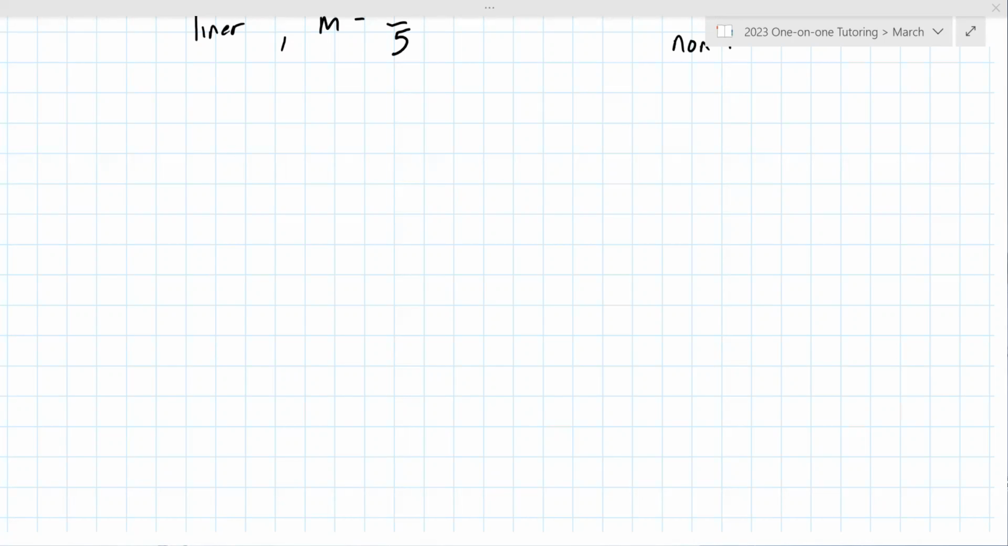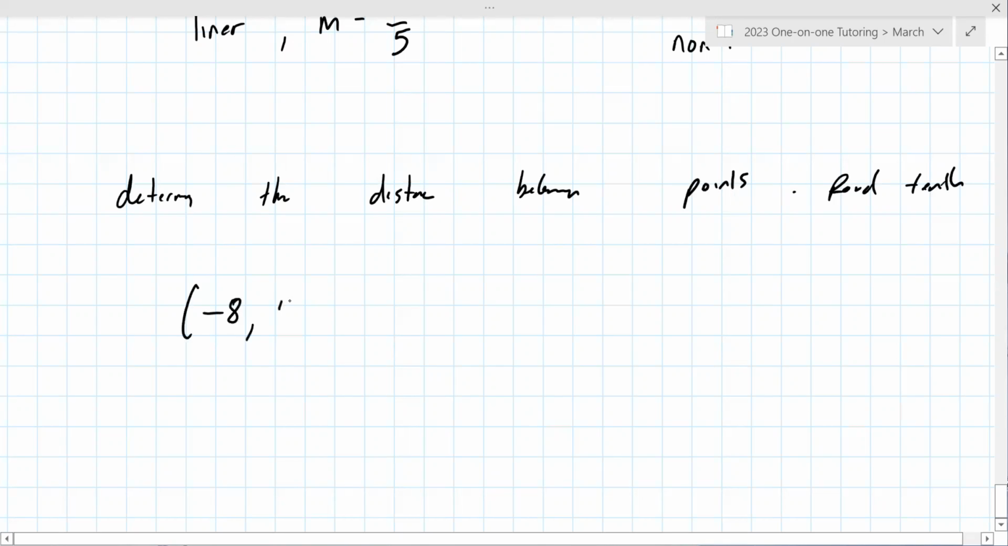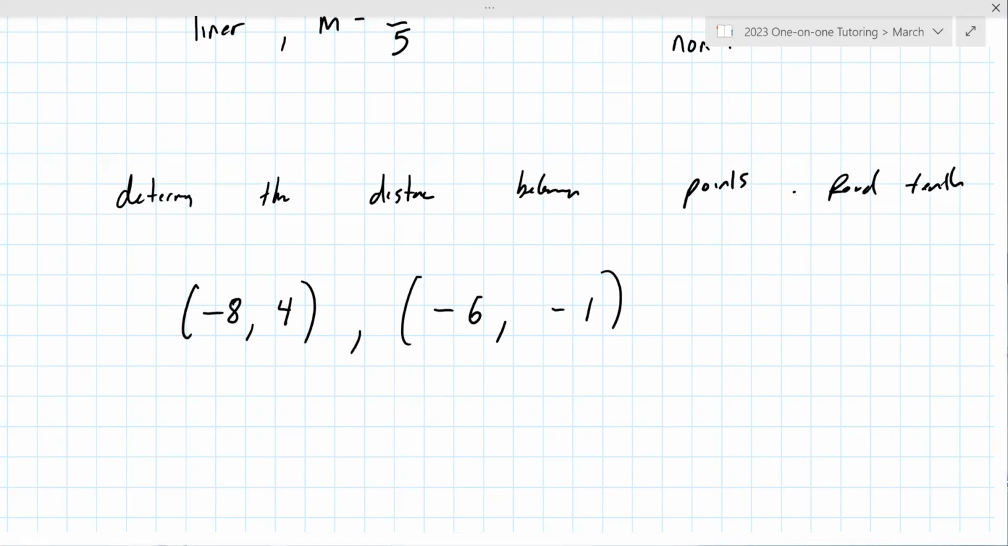All right, so let's have you determine the distance between the following points. Okay, and you're going to round to the tenth. All right. So we'll go -8, 4, comma, -6, -1.